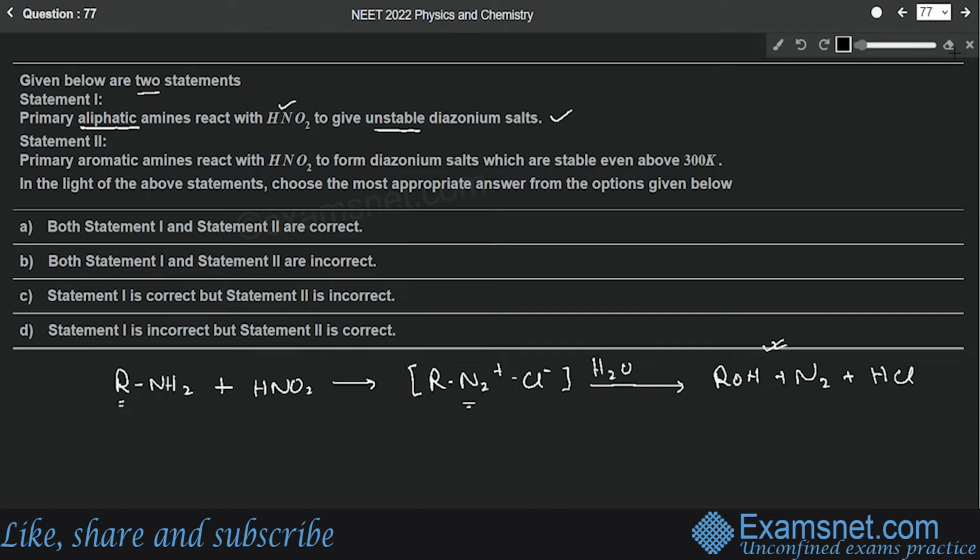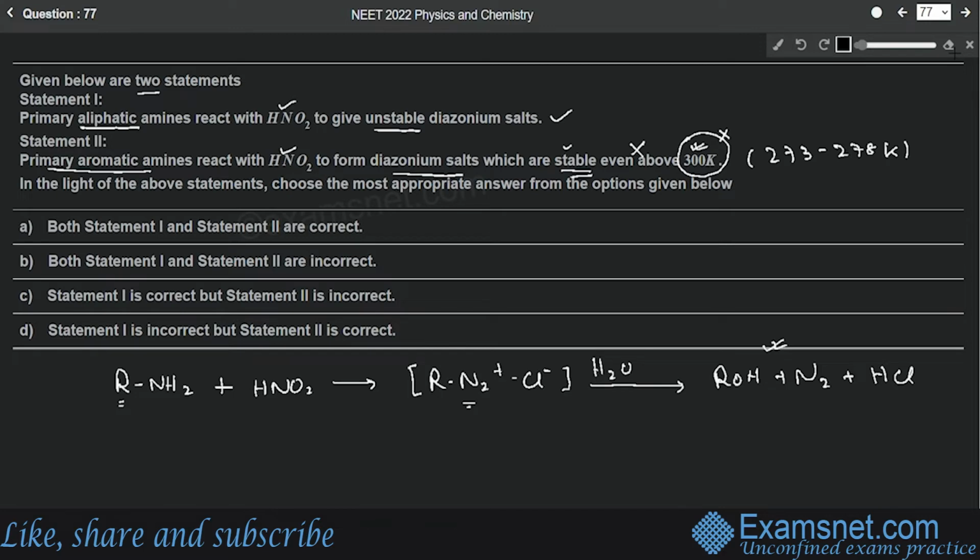Okay, now we come to the second statement. It says primary aromatic amines react with nitrous acid to form diazonium salts which are stable even above 300 Kelvin. Okay, so the formation of diazonium salt is same here. We use the same method, that means reaction with nitrous acid or sodium nitrite in the presence of a strong acid. Again diazonium salt is formed, and this time diazonium salt is stable. But the temperature mentioned here is not the correct temperature, because for the diazonium salt to be stable, we need a temperature of 273 to 278 Kelvin. Okay, not 300 Kelvin. So this is an incorrect statement.